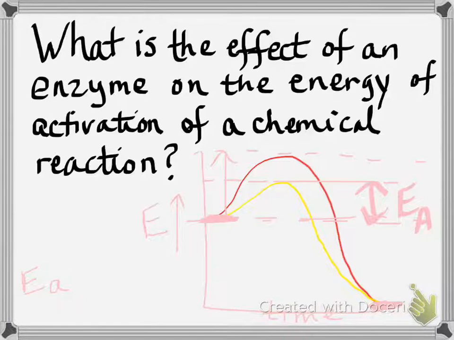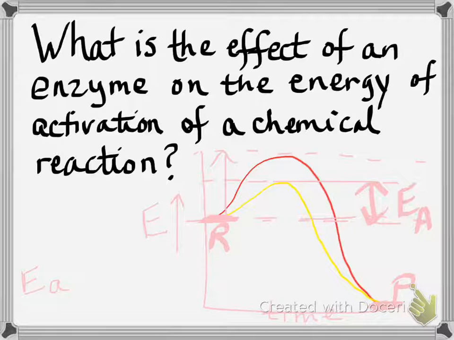Okay, second part of number 2. What is the effect of an enzyme on the energy of activation of a chemical reaction? Well, guys, I added this graph. You can take a look at the screen. It's an exergonic reaction. The reactants have more energy than the products, so it's going to release energy. It doesn't matter if you look at the red line or the yellow line. They're both exergonic. But one of those lines has an enzyme and one of them doesn't.